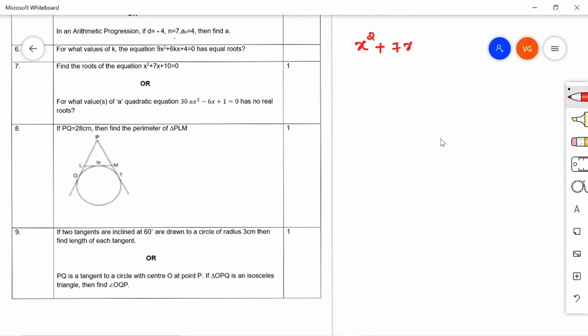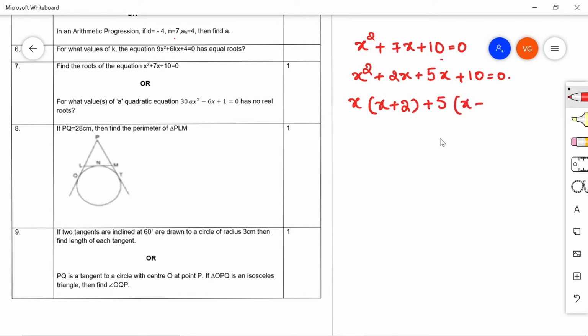So x square plus 7x plus 10 is equal to 0. 10 I can write as 5 into 2, and 5 plus 2 is 7. So I am writing this as x square plus 2x plus 5x plus 10 is equal to 0. x I am taking common, that will be x plus 2. 5 you take common, x plus 2.